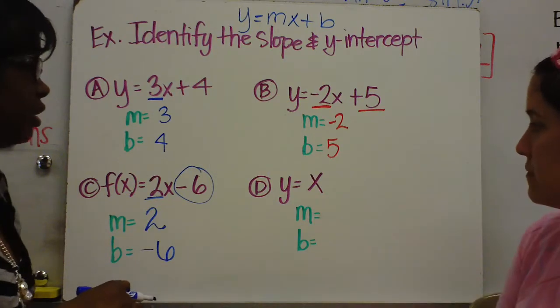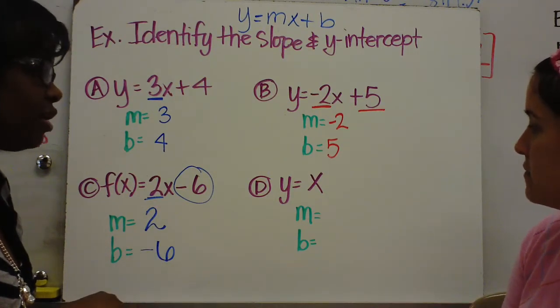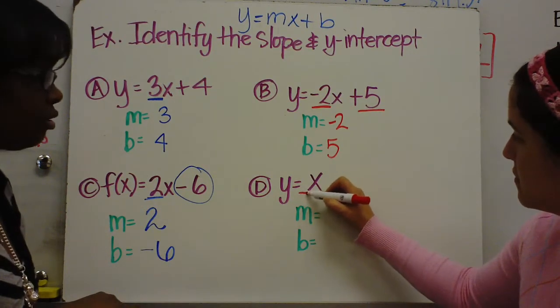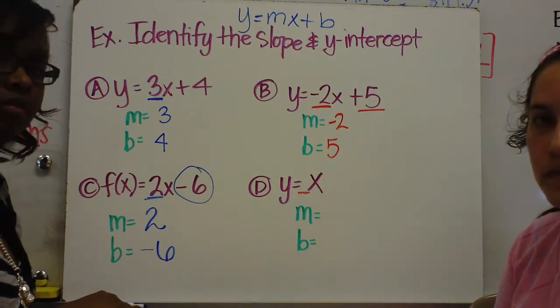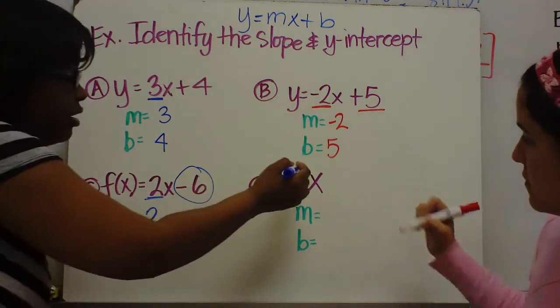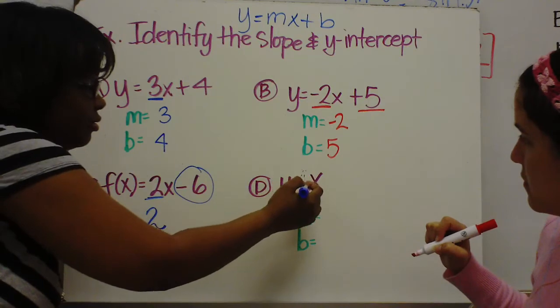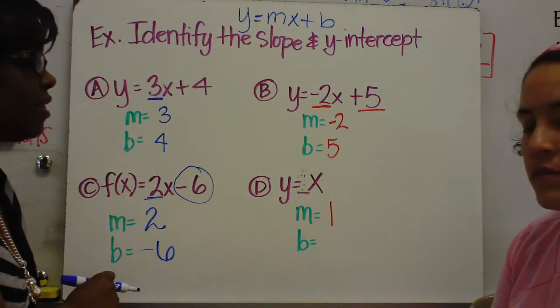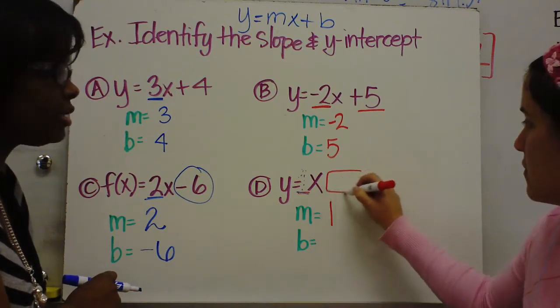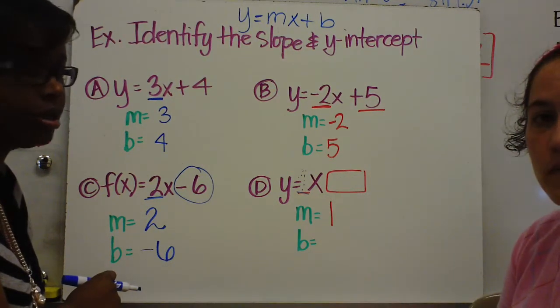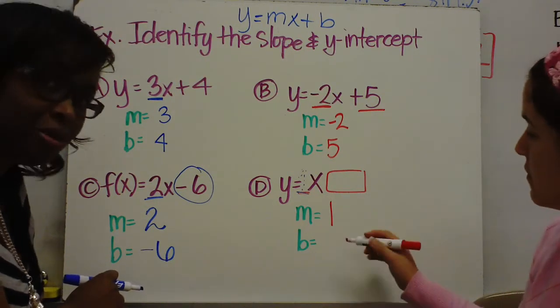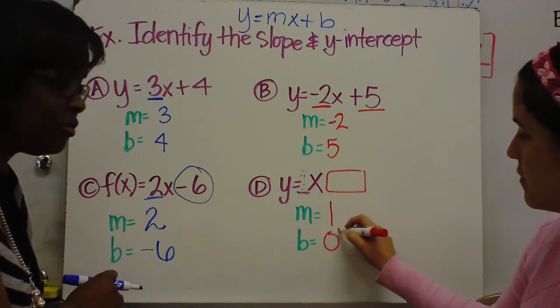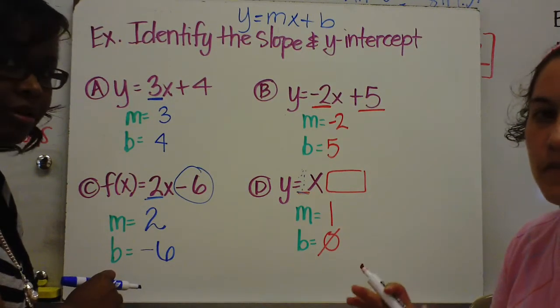Alright, example D is a little different. You have y equals x. Well, what is the coefficient in front of a variable? If nothing's written there, it's an invisible 1. So our slope is actually 1. And then we don't have a plus a number or minus a number. So what number represents nothing? That would be 0. So our y-intercept is 0.